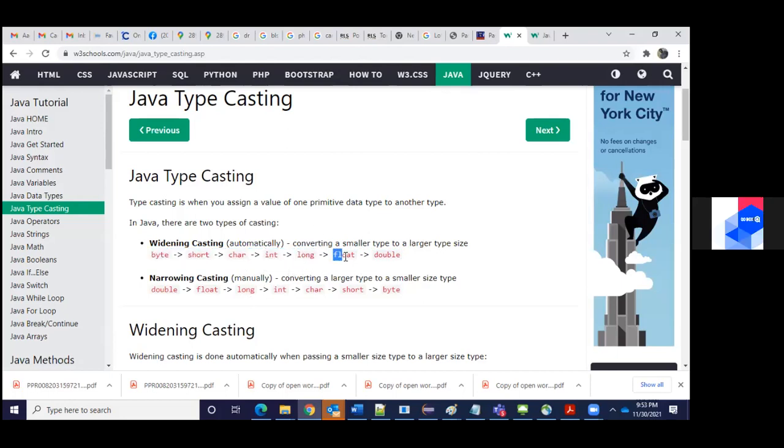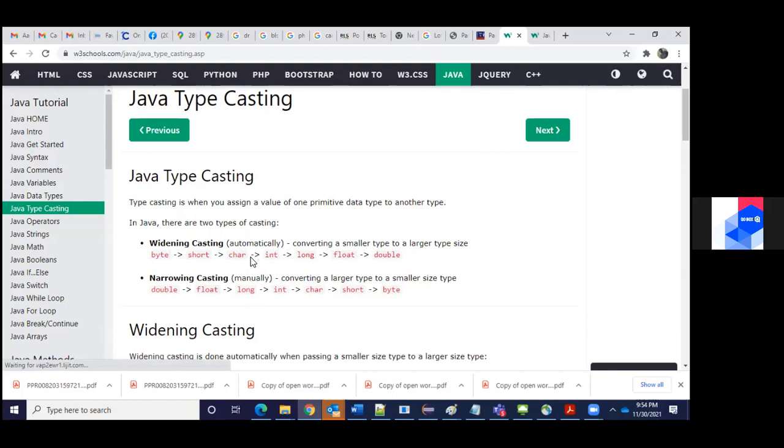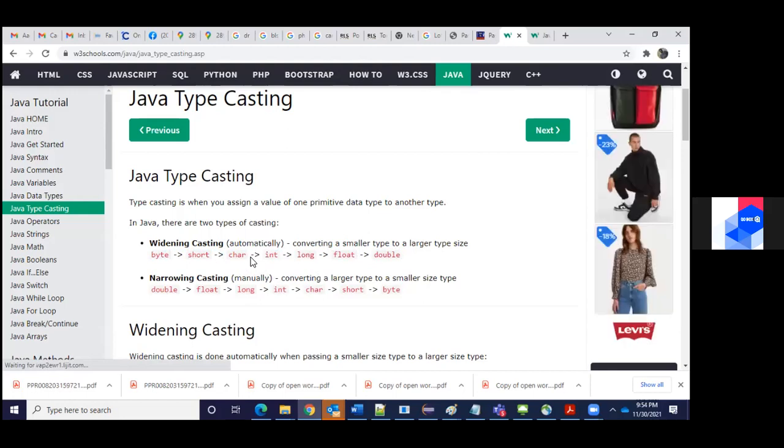This is the float. Float is 4 bytes, and double is 8 bytes. So you are increasing your structure, you are widening the structure here. In cricket, when the umpire sees the ball put outside the crease, he says it's a wide, meaning you are putting it outside, increasing the size. The same point here: from 1 byte to 2, 2 to 2 because it's equal, then 2 to 4, 4 to 8.